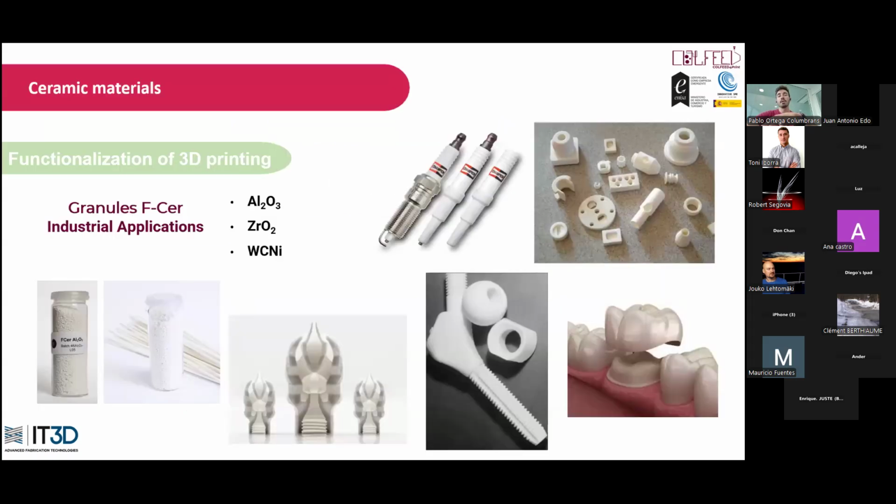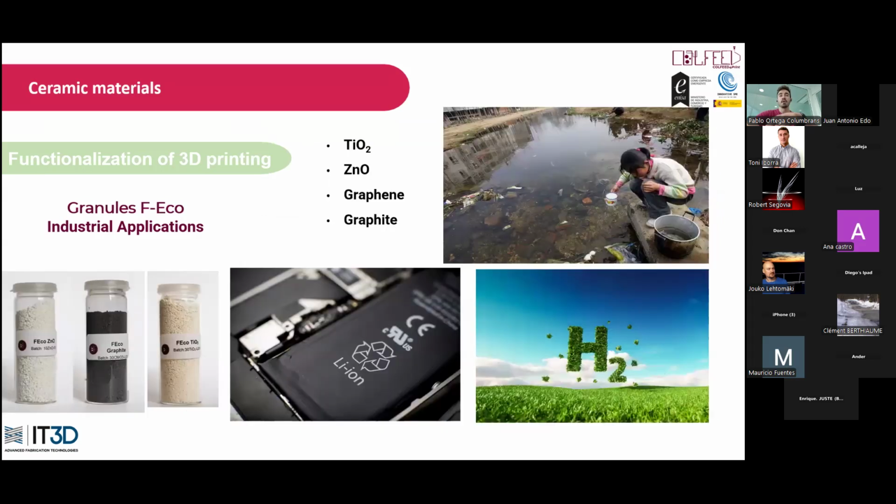For example, in the line of ceramic granules and filaments, we are talking about materials that are able to produce different industrial components, drills, dental crowns. We also have an eco line, with nanoparticles for the energy sector, that allows us to print water and gas filters. We are also able to print different battery parts or even fuel cell parts.